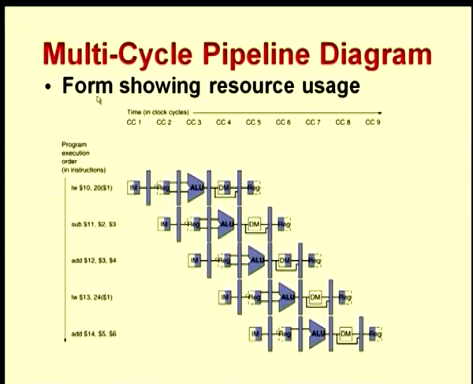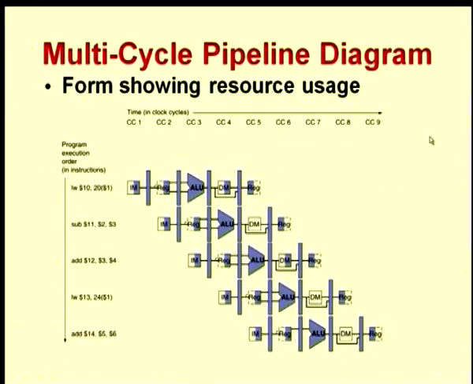Now let's look at this multi-cycle pipeline diagram. So what are we trying to show here? You are trying to show how the different instructions are in different clock cycles. So this is a typical representation we use. You have the clock cycle shown here, time shown on this x-axis, and then down here we are showing the different instructions. So you can see what is happening here.